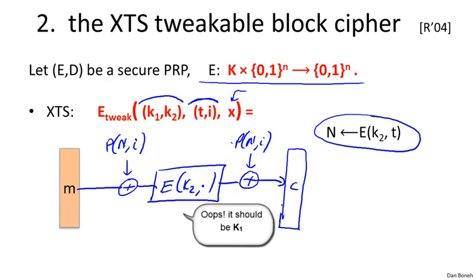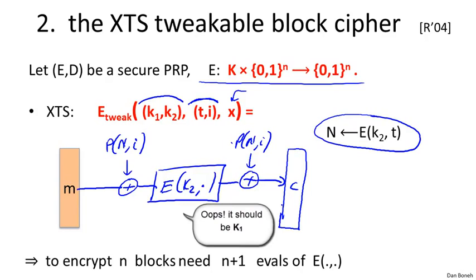And the nice thing about this construction is that if we wanted to encrypt n plus 1 blocks, all we do is compute the value N once, and then for the indices 1, 2, 3, 4, we just need to evaluate the PRP E once per block. So we would need to encrypt n blocks using the tweaks (t,1), (t,2), (t,3), (t,4), and so on. We would just need n plus 1 evaluations of the block cipher E. So it's twice as fast as the trivial construction.